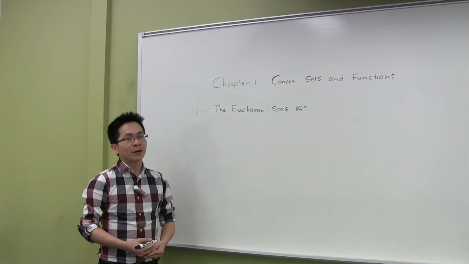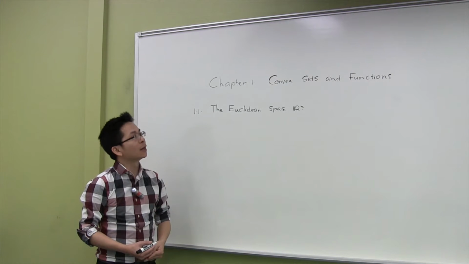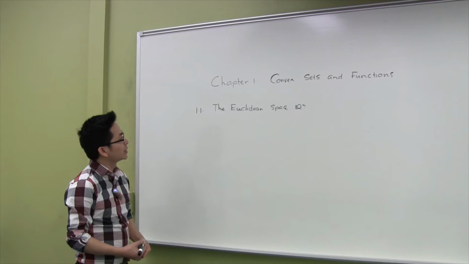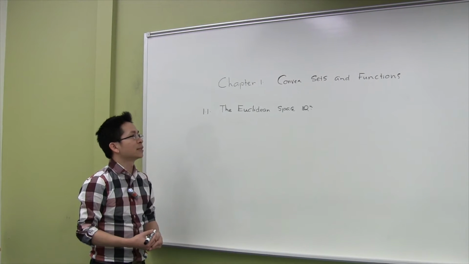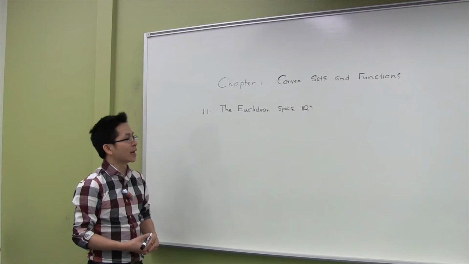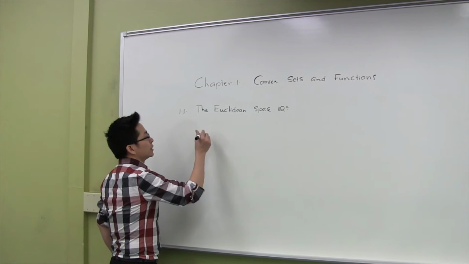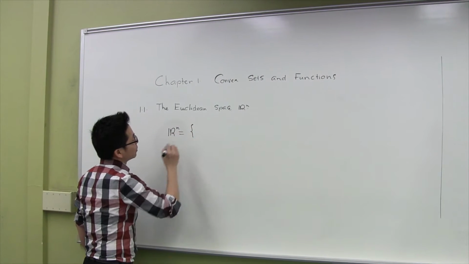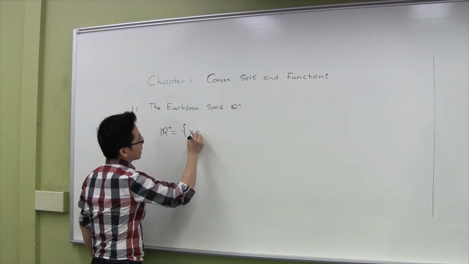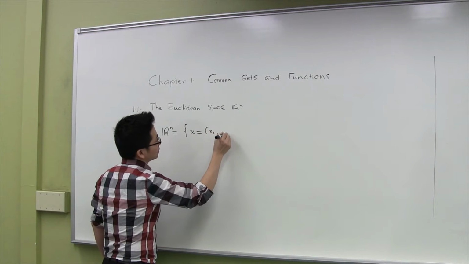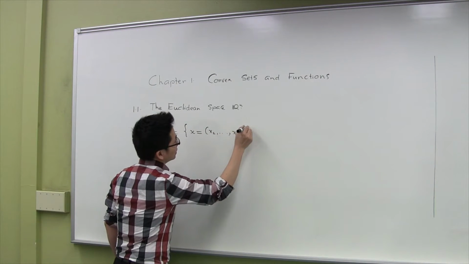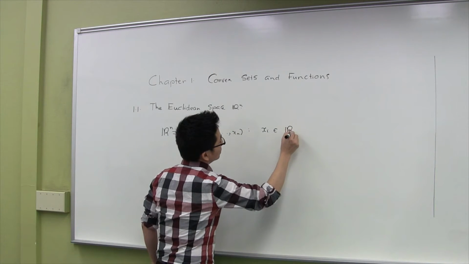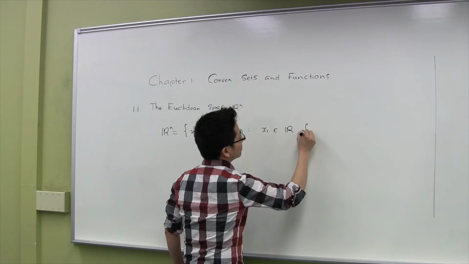In this chapter, I'm going to talk about some basic facts about convex sets and functions in Rn. Let me first present the basic properties of the Euclidean space Rn. Now, we denote by Rn the set of all n-tuples of real numbers x equals (x1, ..., xn). Here, each xi is a real number for i from 1 to n.